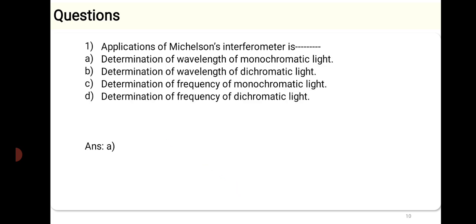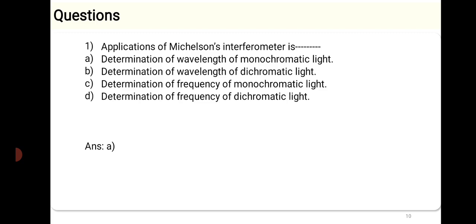Here we shall discuss some questions on the session, applications of Michelson's interferometer. The first question: applications of Michelson's interferometer is option A, determination of wavelength of monochromatic light. Option B, determination of the wavelength of dichromatic light. Option C, determination of frequency of a monochromatic light. Option D, determination of frequency of dichromatic light.